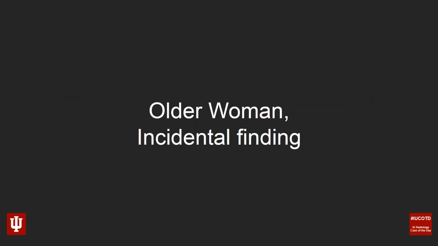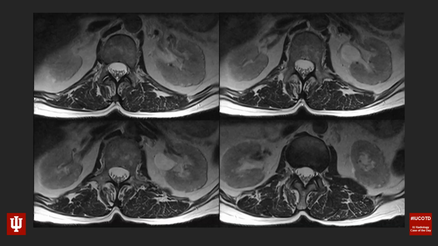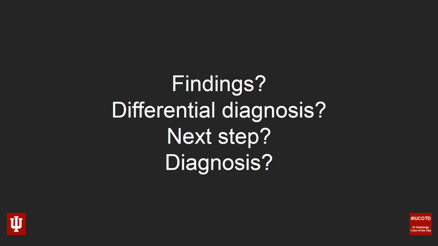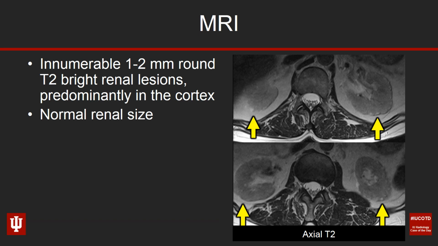For this case, we have an incidental finding encountered during a lumbar spine MRI of a 65-year-old woman. Here are multiple T2 axial images. Take a moment to inspect them. Alright now, what are the findings? What is your differential for this case? And what would you look for next? Finally, what is your diagnosis? Let's go over the images.